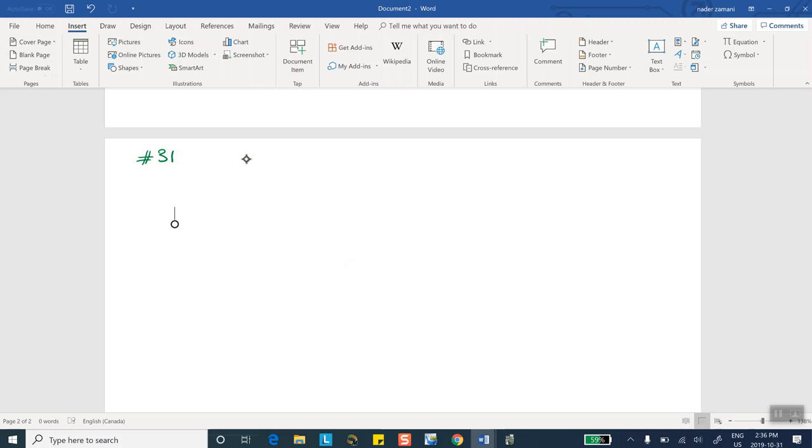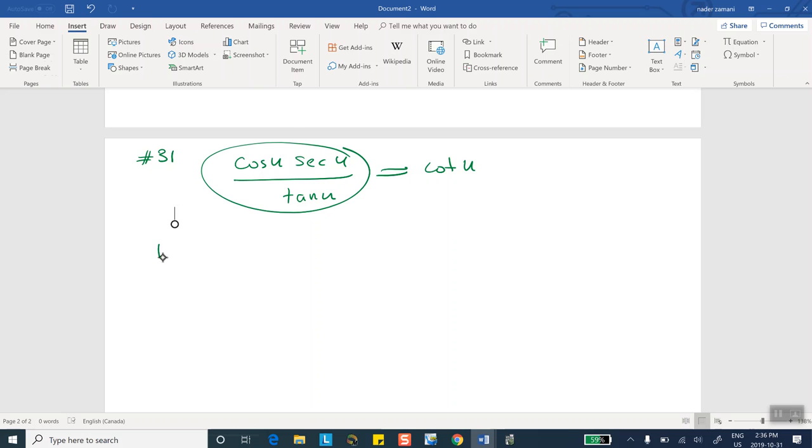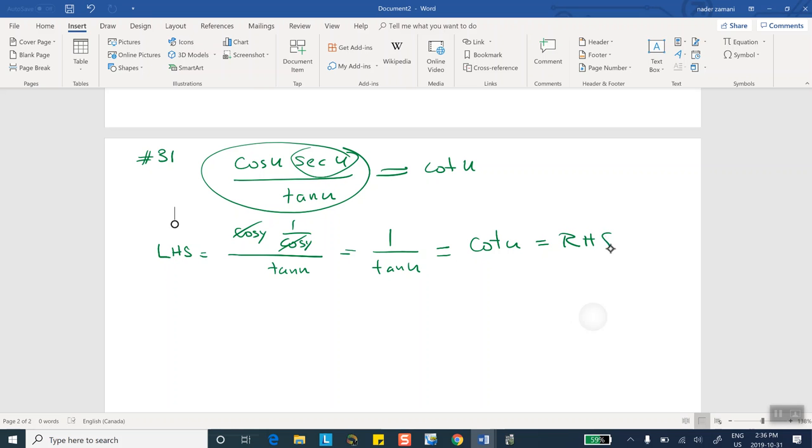So we want to prove cosine of u times secant of u over tangent of u equals cotangent of u. Needless to say, this is the more complicated side, so I start with the left-hand side. This is cosine of u, secant is 1 over cos u, divided by tangent of u. This cancels that, so 1 over tangent of u. And obviously, this is cotangent of u, which is your right-hand side.